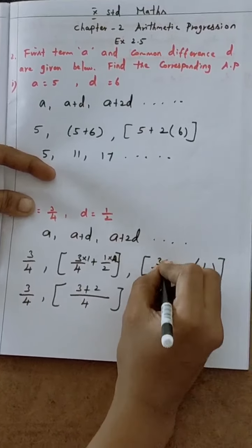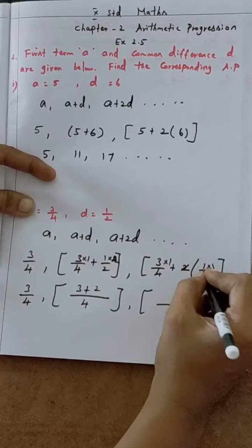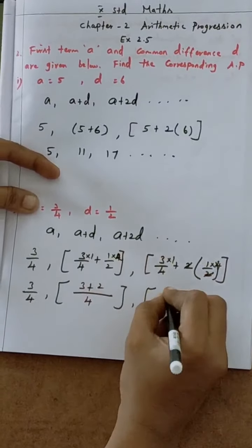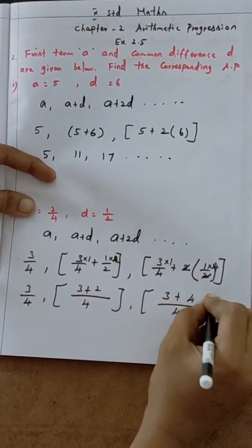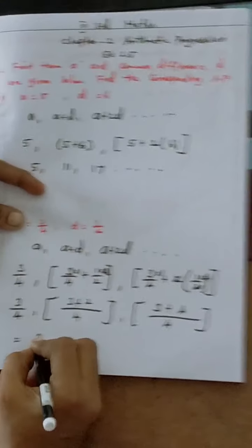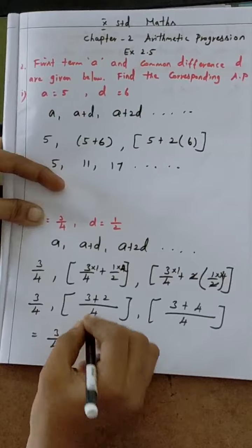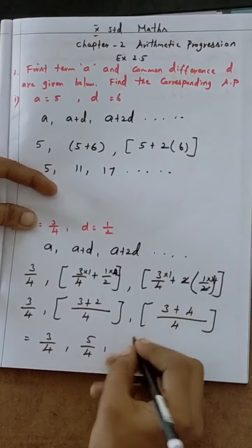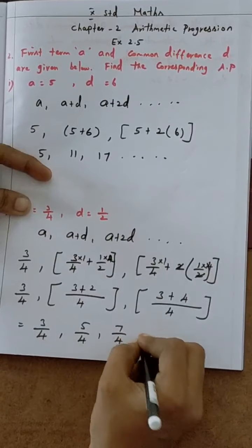So the first term multiplied by 1, into the second term, the numerator multiplied by 4. Okay, so 3 plus 4. So write down the answer: 3 by 4, comma, 3 plus 2 is 5 by 4, comma, 3 plus 4 is 7 by 4, up to etc.